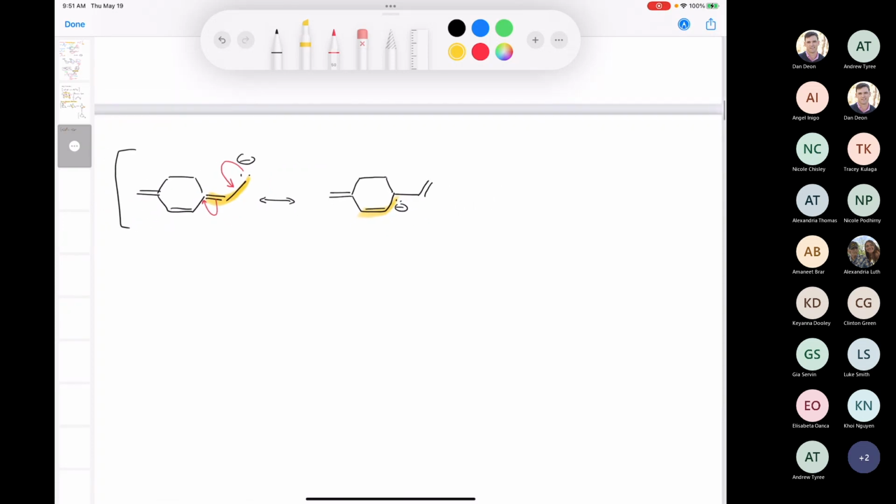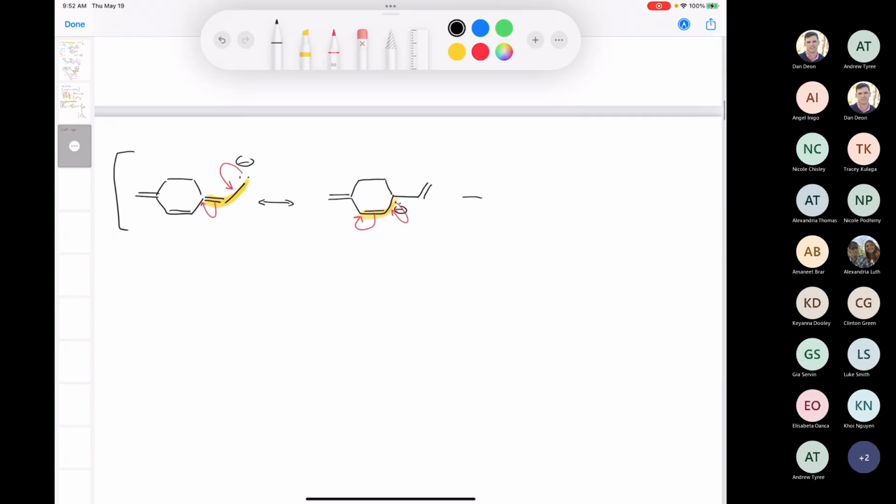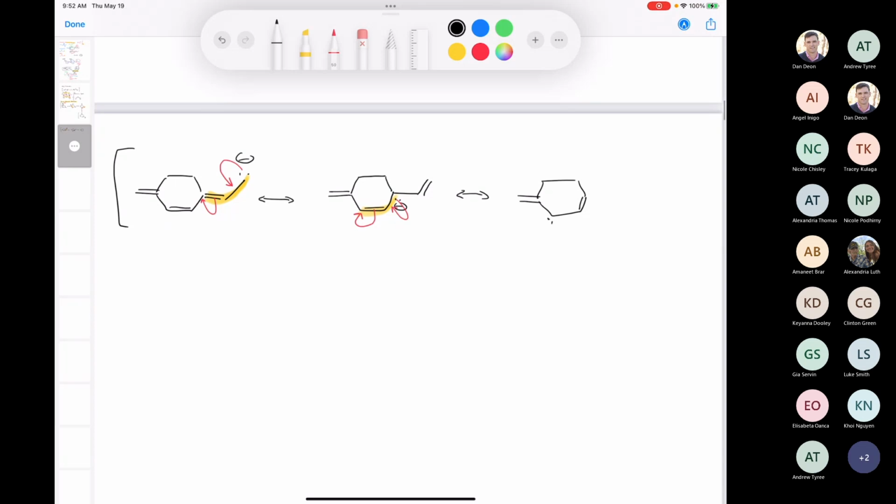You can use the same two curved arrows. We make a new pi bond, and we're going to take the pi electrons and we're going to put them on this carbon. And we can draw the new resonance contributor, which is going to look like this. We're going to have the pair of electrons over here. We have a new pi bond here, and we have this pi bond here.